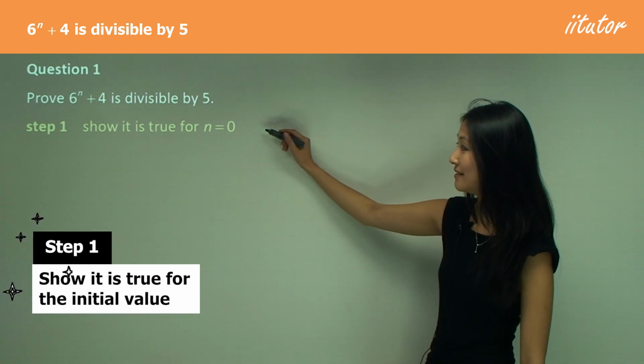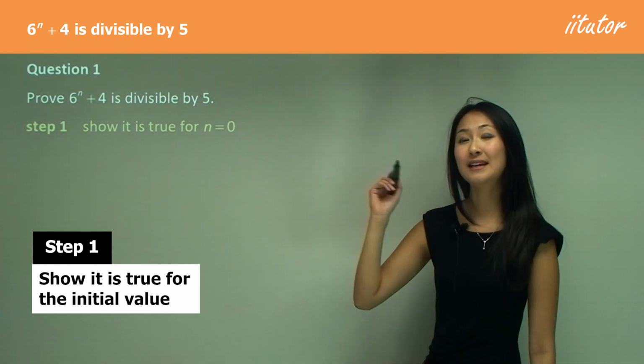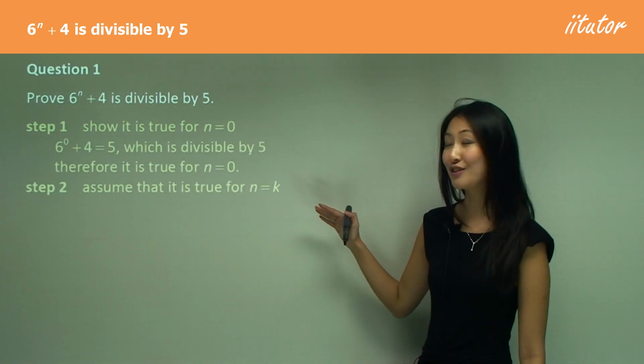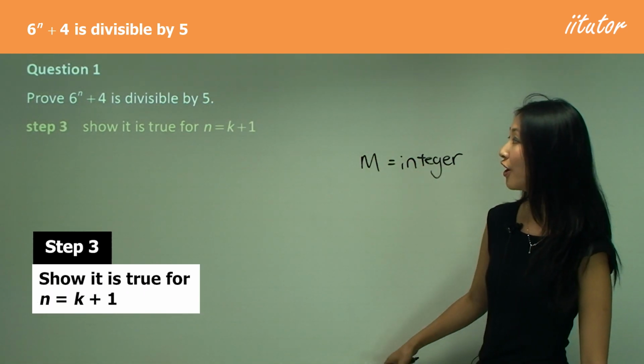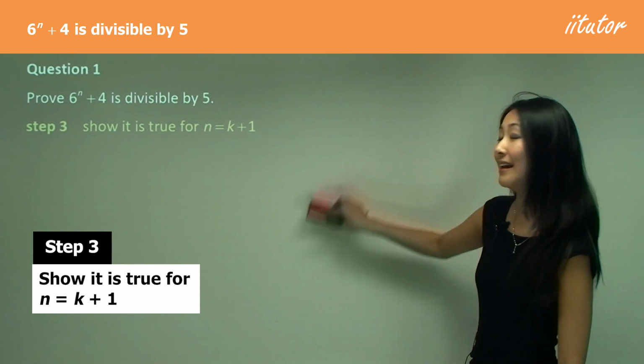The first step is to show it's true for the initial value of n. In step 2, this is where we make our assumption. In step 3, we want to show that it is true for n equals k plus 1.